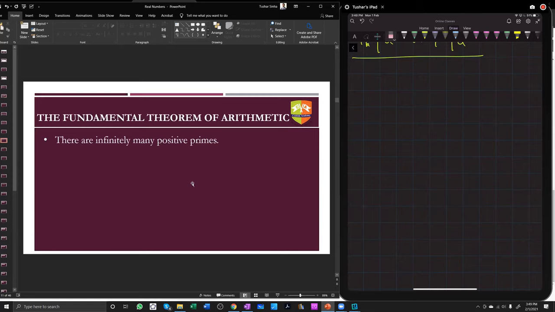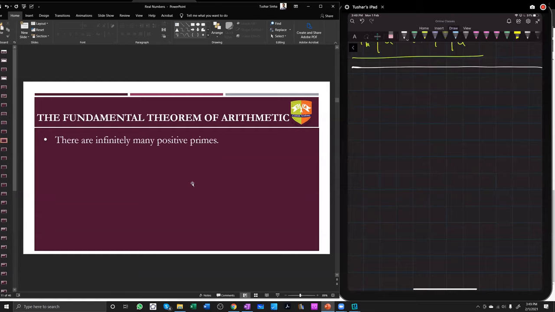There are infinitely many positive primes. This is another theorem to prove. Can anyone try proving this? This particular theorem or concept has been there since centuries. More than 2000 years ago, in fact, 2005 years ago, people were aware that there are infinitely many positive primes. Okay, so how do we prove that?